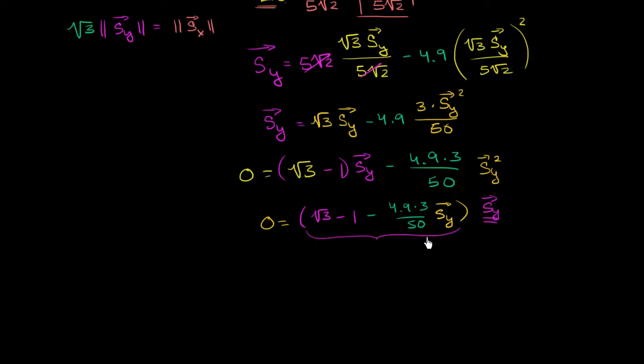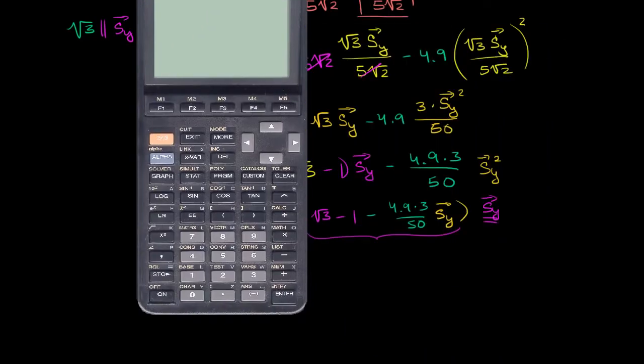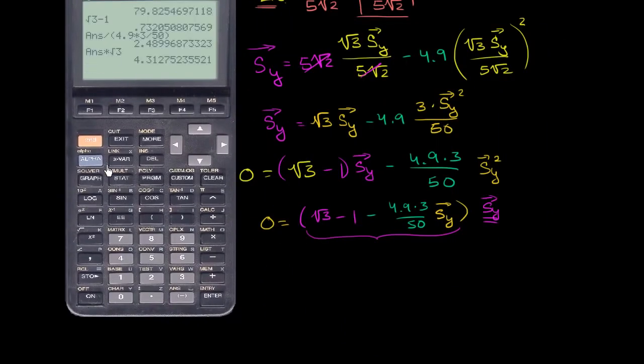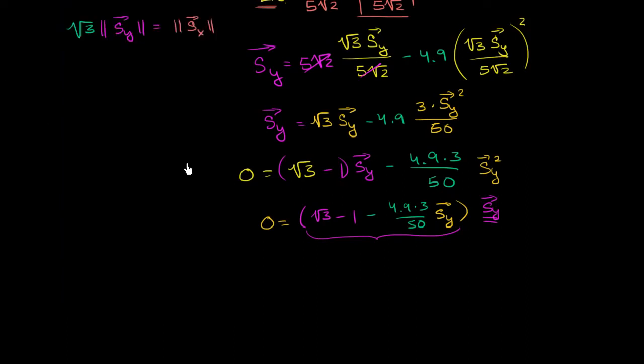But this is pretty easy to solve for 0 over here. So we get square root of 3 minus 1 minus 4.9. Let me just calculate all of these things just so I don't have to keep writing them. So we get the square root of 3 minus 1 is equal to 0.73205. So I'll just write 0.732 here. That's that part right over there. And then 4.9.